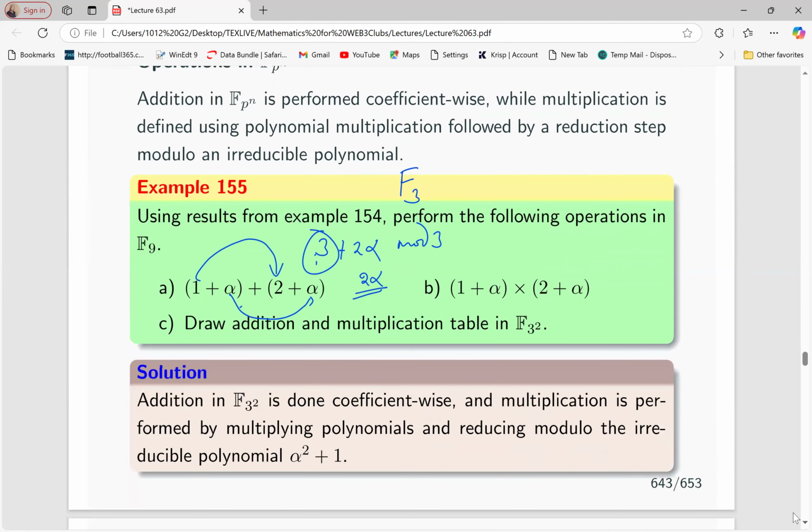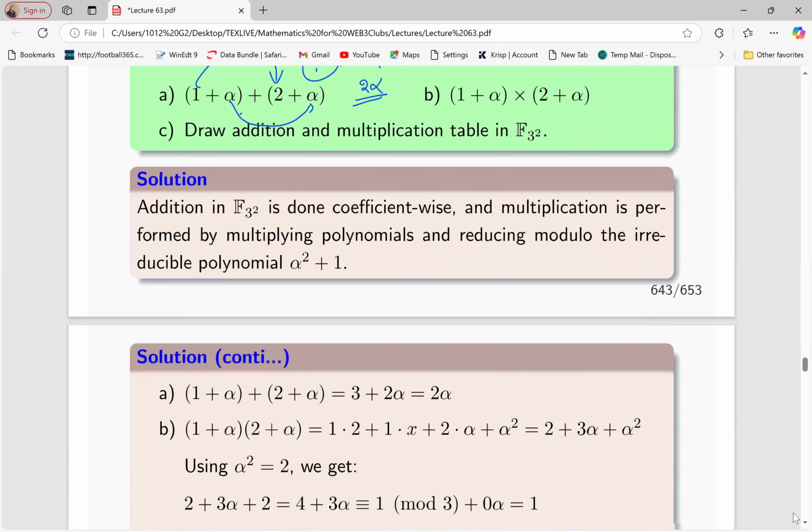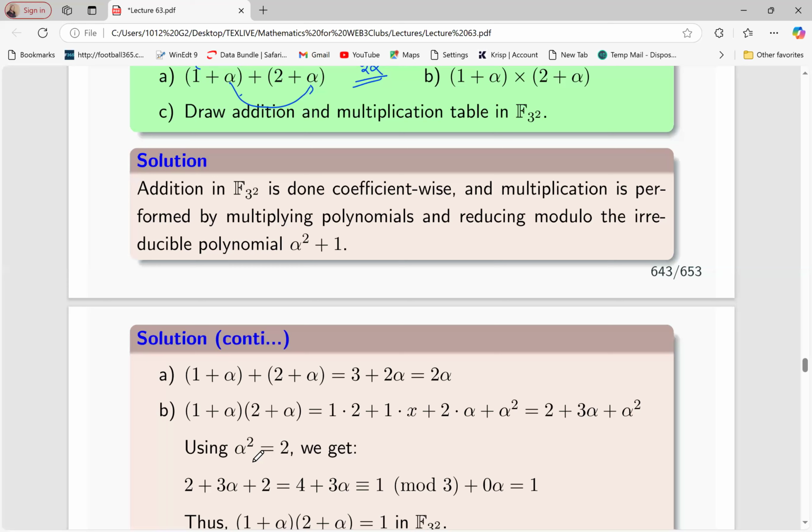And you have seen how the 2 alpha has come about.